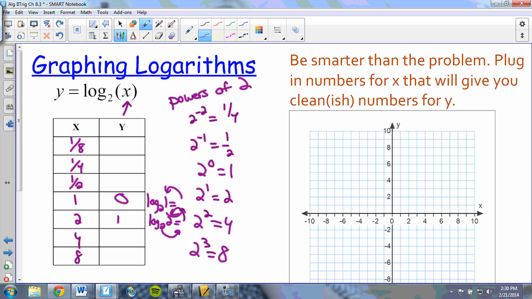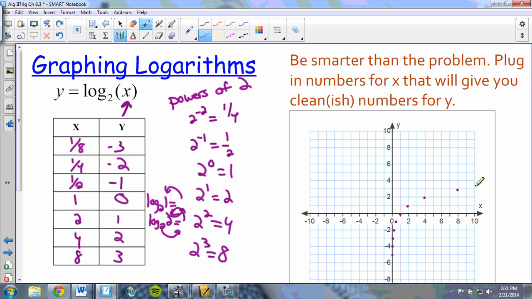Plug in a 4 right at that spot. 2 to what power is 4? And that's 2. Plug an 8 in up here. 2 to what power is 8? And that's 3. And then 2 to what power is a half? -1. 2 to what power is a quarter? -2. 2 to what power is an eighth? -3. I have these points: 1, 0; 2, 1; 4, 2; 8, 3; and then a half, -1; a quarter, -2; and so on. This graph has a vertical asymptote.